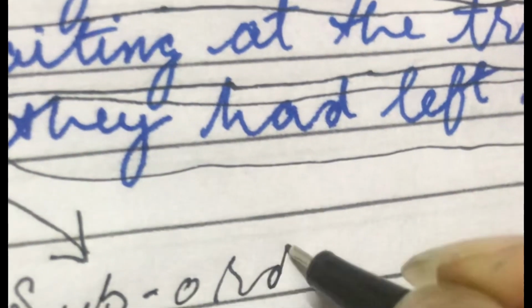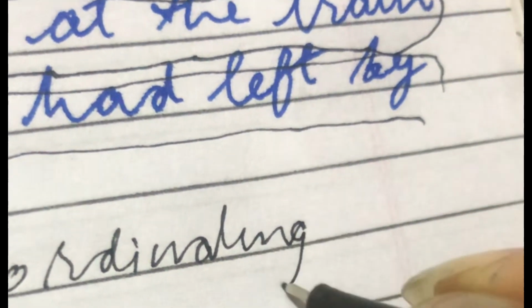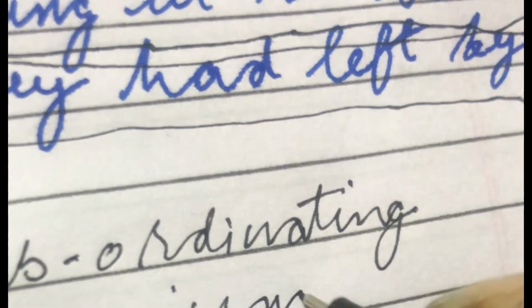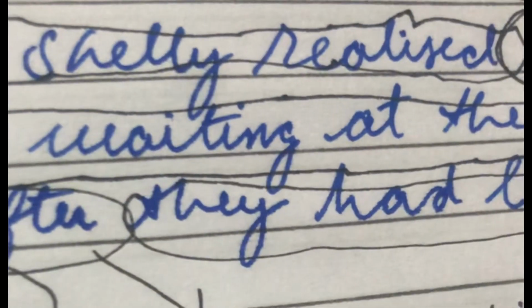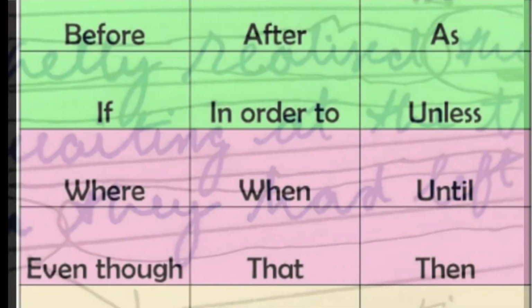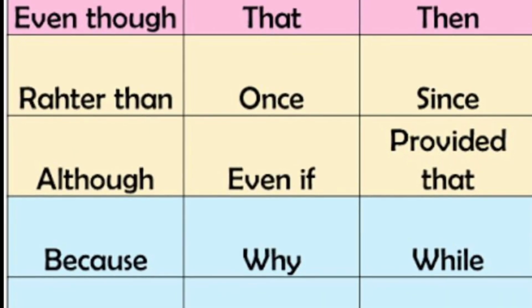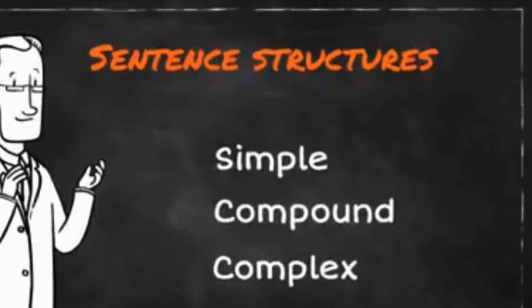So the subordinating conjunction makes it clear what was realized by Terry and Shelley. So what was this? That Joe was waiting at the train station. Now, they had left by the bus. This clause does not make itself clear if we do not join it with the subordinating conjunction after, which tells us when they left by the bus. So here you can see the list of subordinating conjunctions. These are the conjunctions used when the sentence is a complex one.